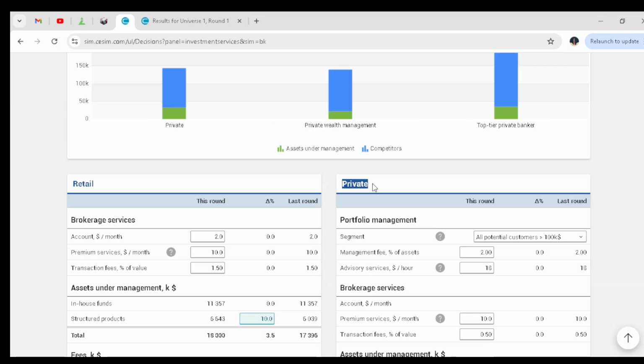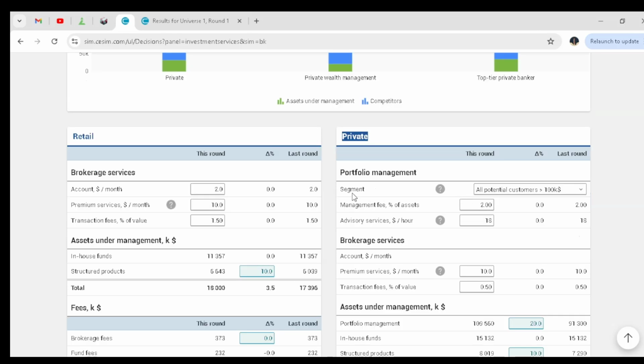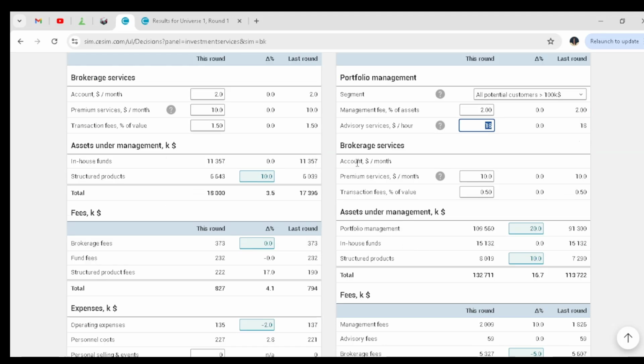Right side, we have the private. And now the private, we have the portfolio management. And for the segment, we shall just maintain it at all potential customers greater than 100K USD. And the management fees at 2. The advisory services shall maintain at 18. The brokerage fees, the premium services shall just maintain it at 10.